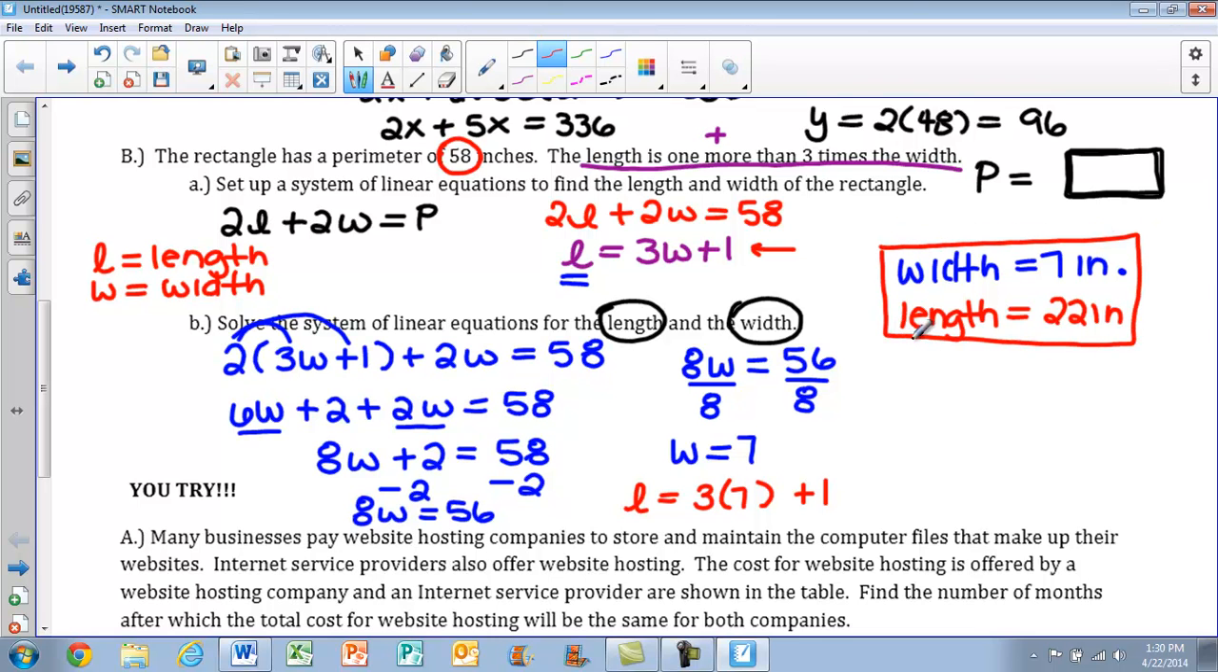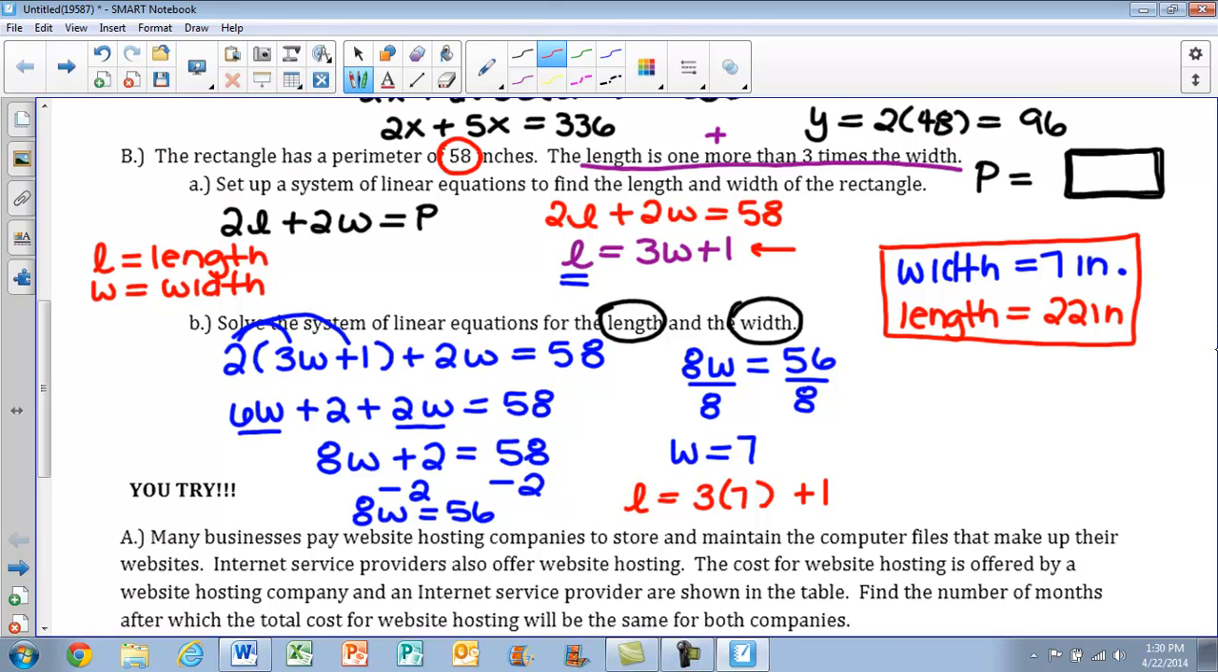So this is my answer here. Again, we can check this by adding up all the sides. So 22 plus 22 plus 7 plus 7 gives me 58.